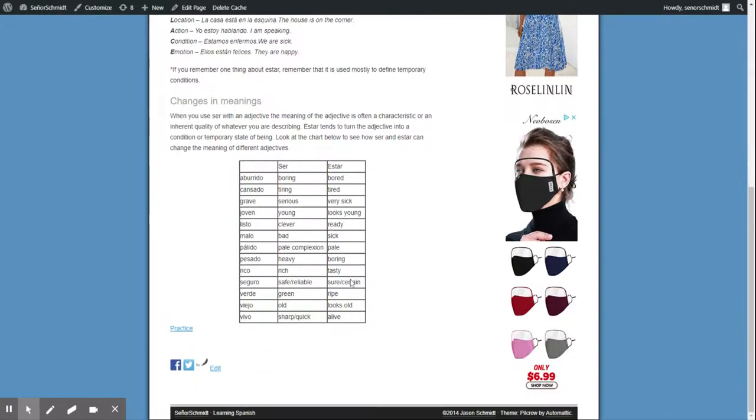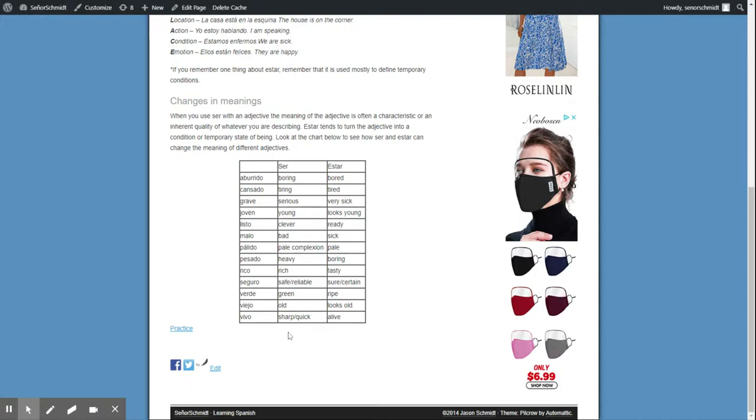So if you look at the chart down here, you have ser and estar, and how the meaning will change depending on what you're saying over here. So if you say es aburrido, you're saying it is boring. But if I say está aburrido, then you're saying it is bored. Okay, like if you want to say soy cansado, that means you're a very tiring person. But if you say estoy cansado, it just means I'm tired.